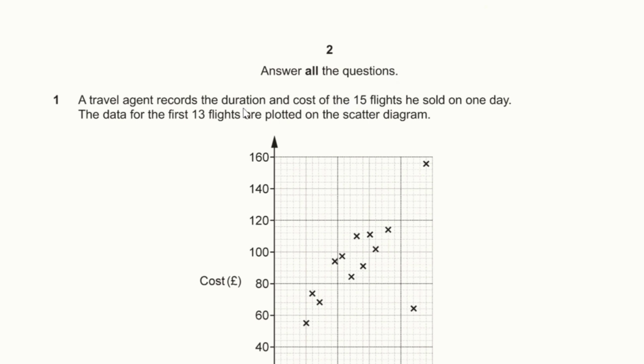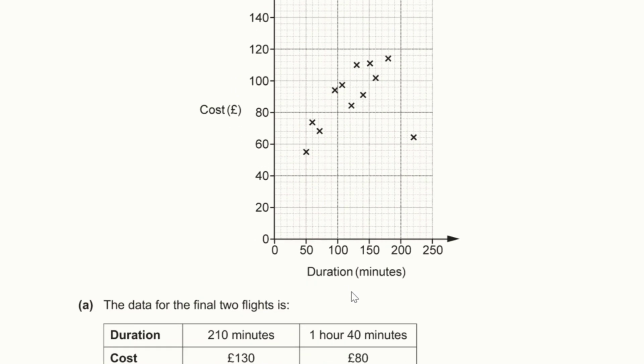Question number 1. The travel agent records the duration and cost of the 15 flights he sold on one day. The data for the first 13 flights are plotted on the scatter diagram. We've got the duration in minutes, the cost in pounds.